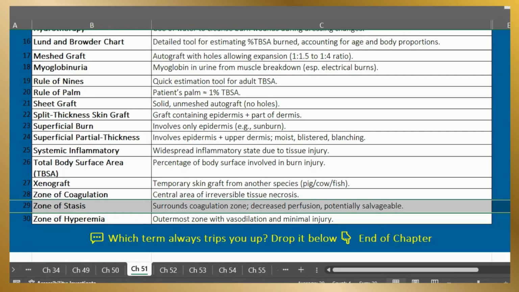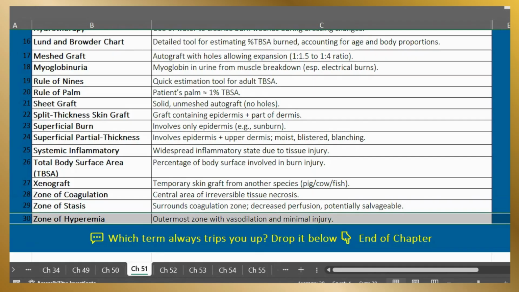The last one, zone of hyperemia, outermost zone with vasodilatation and minimal injury. So this usually recovers fully with adequate care.